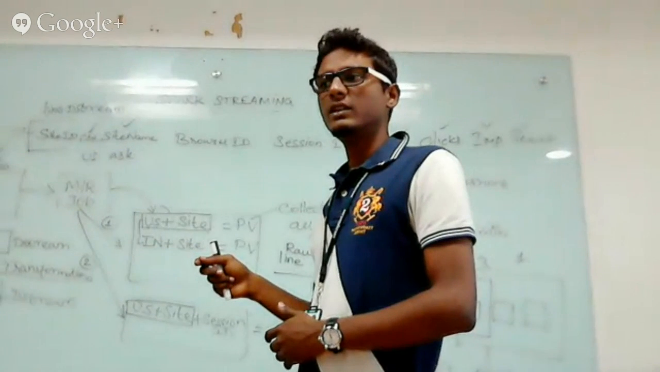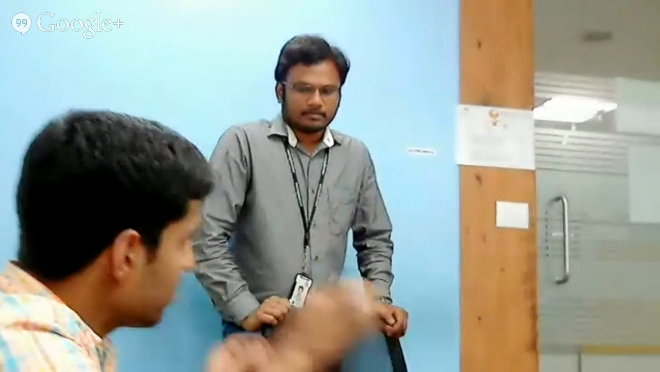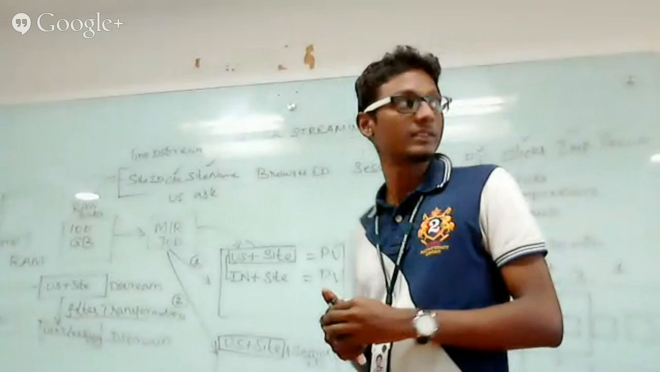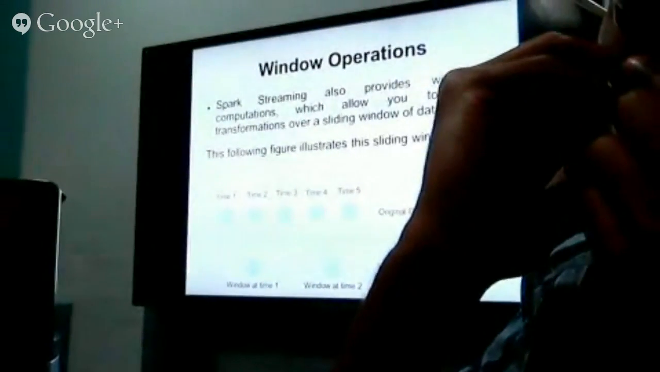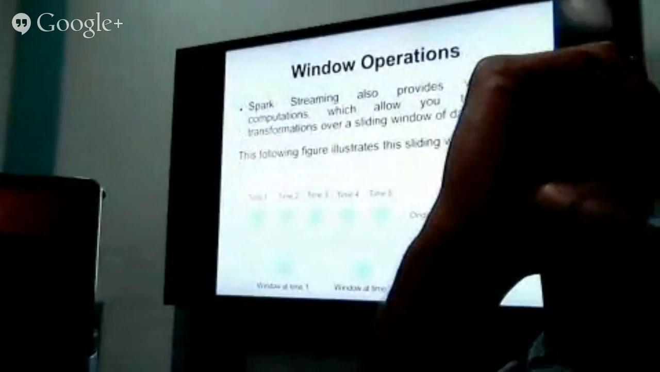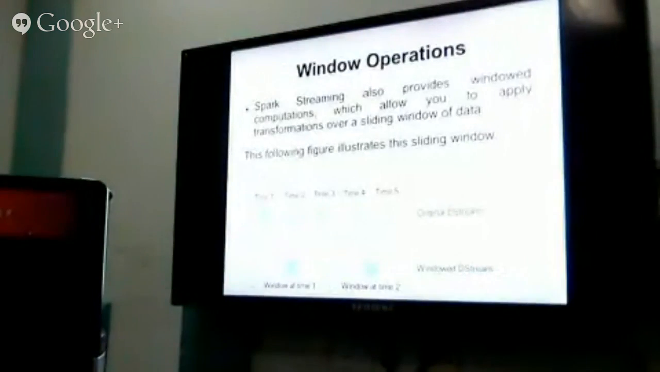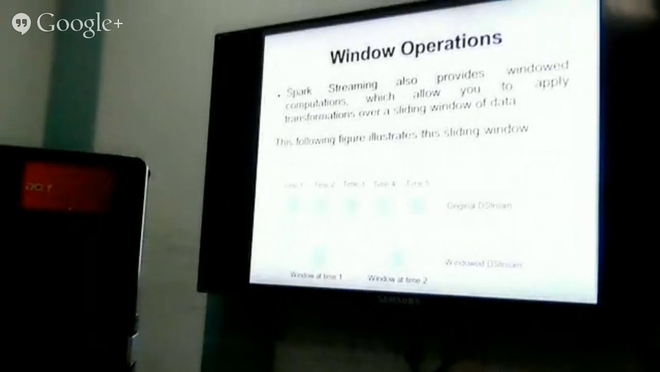Dynamic, discrete. Actually the word is discrete, so every block has a specified size. What he's mentioning is that a window contains three blocks, and it is a 64 MB block. So all the three blocks here are 64 MB blocks.